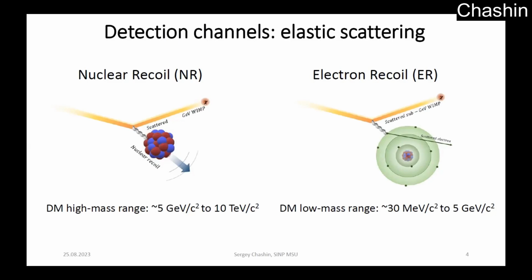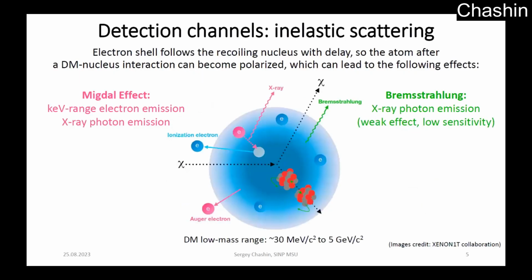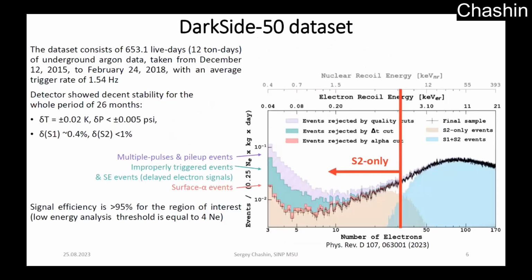On the other hand, for electron recoil, the search is more sensitive in the low mass range, between about 30 mega-electron volts and 5 giga-electron volts. And for the inelastic scattering, we have the atomic effects, mainly the Migdal effect and the Bremsstrahlung emission of the recoiling nucleus. Both of these effects are based on the assumption that the electron shell follows the recoiling nucleus with delay. And both these effects are also more sensitive in the low mass range of dark matter.